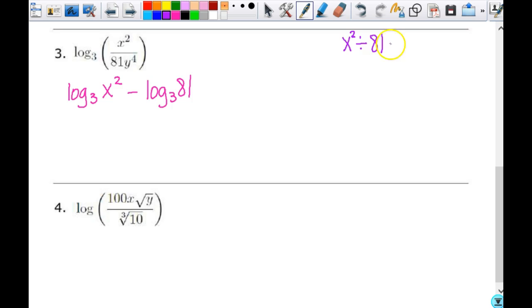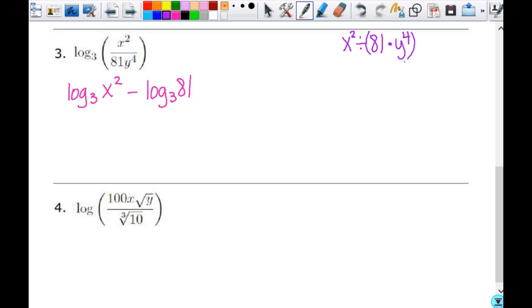Now, if I do times y to the 4th, then my order of operations says that's x squared divided by 81. I get my answer, and then I multiply it by y to the 4th. Is that what's happening there? No, so that's why here, if I put addition, that's basically what I'm saying. Now, if I put parentheses here like this, then is that what's happening?